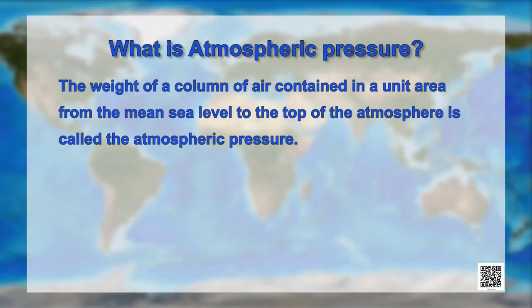What is air pressure? Since air has mass, it also has weight. The pressure of air at a given place is defined as a force exerted in all directions by virtue of the weight of all the air above it. The weight of a column of air contained in a unit area from the mean sea level to the top of the atmosphere is called the atmospheric pressure. The atmospheric pressure is expressed in various units.